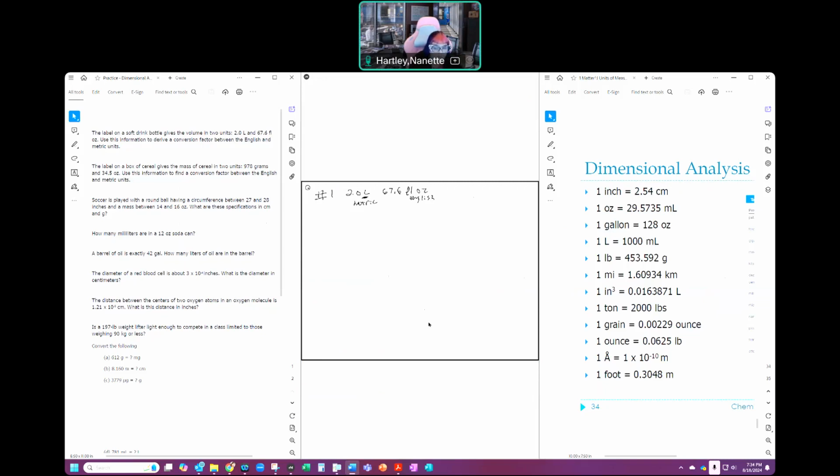Does it matter which way you do it? No, I don't care. Okay, I do not care. We know that that soda bottle means that both of those are equal to each other, right? That's what it says on the bottle. So since they're equal to each other, we can divide one by the other, and that's equal to 1. Okay, so I'm going to say 67.6 fluid ounces is 2.0 liters.